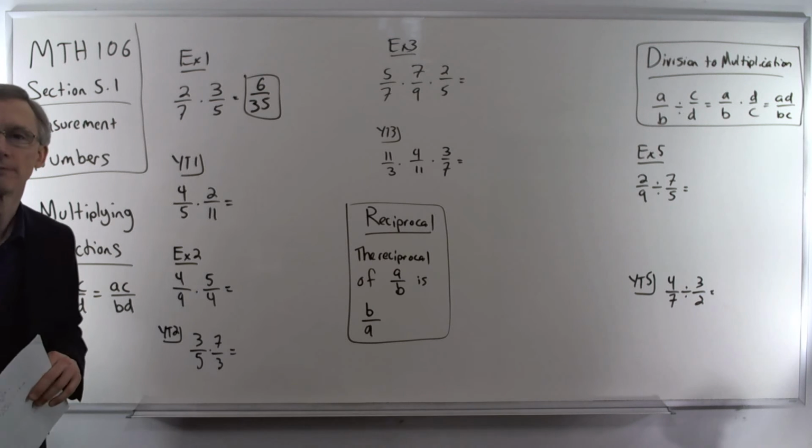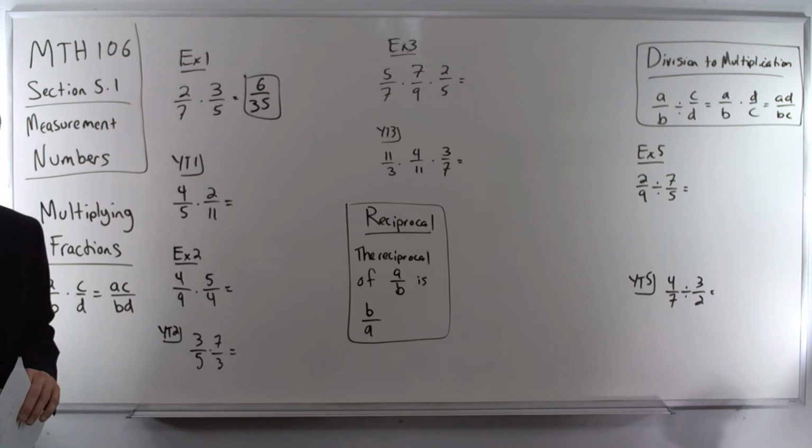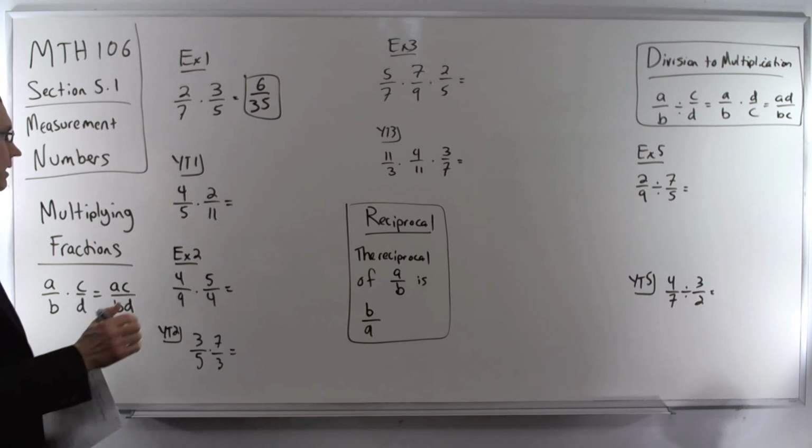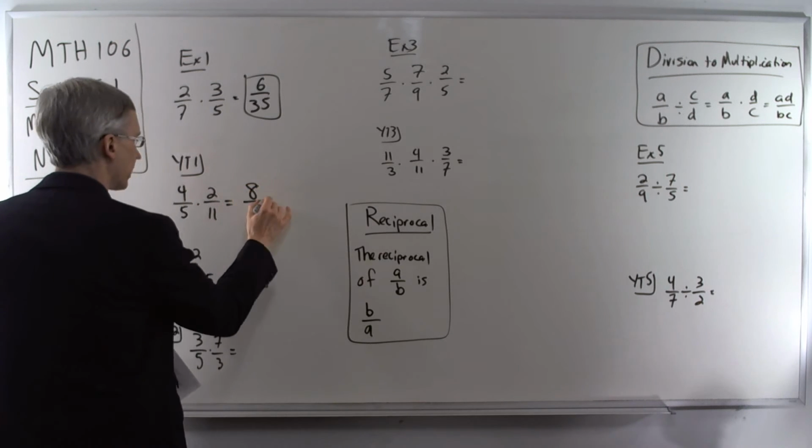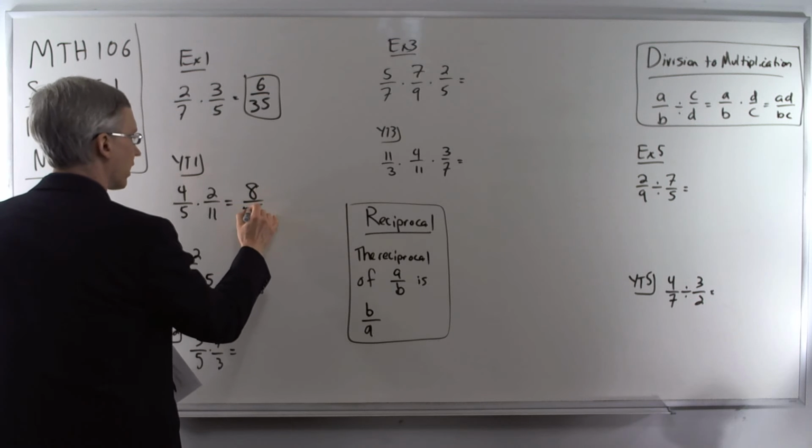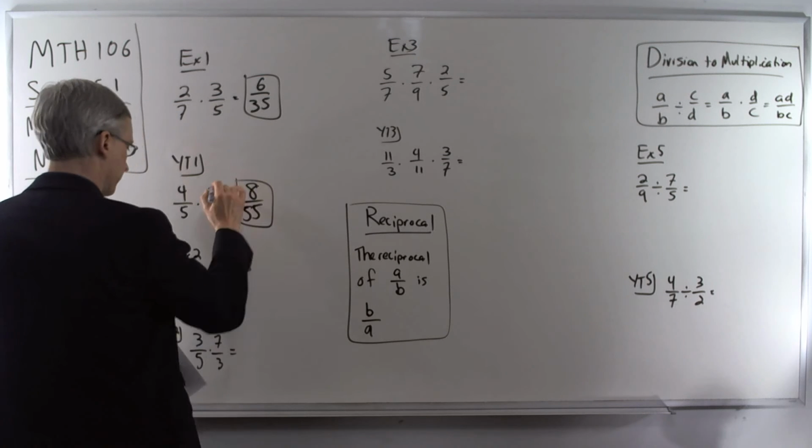Your turn, number 1. Just a reminder, I don't stop before the your turn, so while you're working on them, just pause the video and come on back. Multiplying straight across here, we get 8 on top and 55 on the bottom. 8/55.